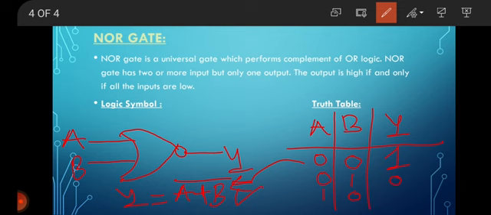Then complement, then the output of NOR gate is nothing but 0. Then apply 1 to the A and 1 to the B. Then our output is 0. So that's why the output is high if and only if all the inputs are low. So this is our NOR gate.